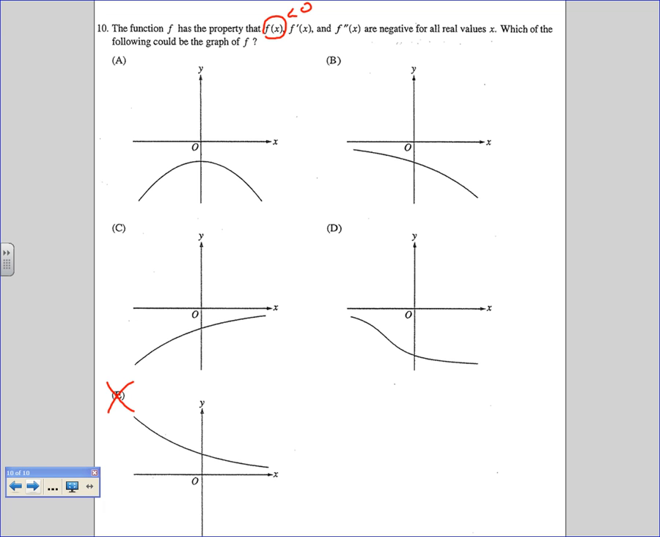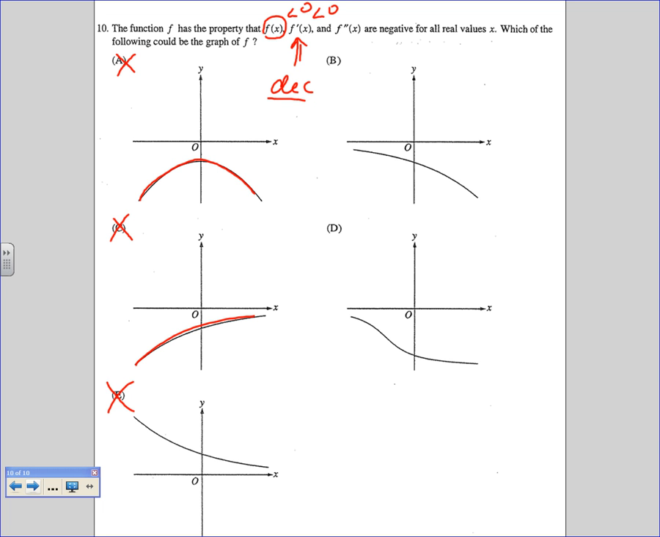Now the next one says the derivative has to be less than 0. That means there's an implication here, right, that it has to be decreasing for all values of x. So A is increasing for a while and then begins to decrease, so it can't be A. C is definitely increasing, right, so it can't be C. D is decreasing the whole time, as is B.